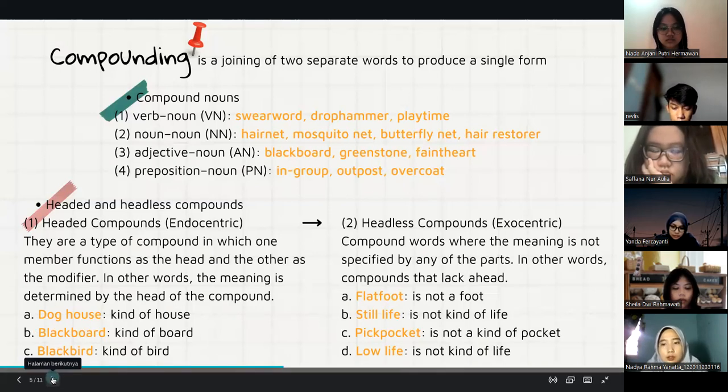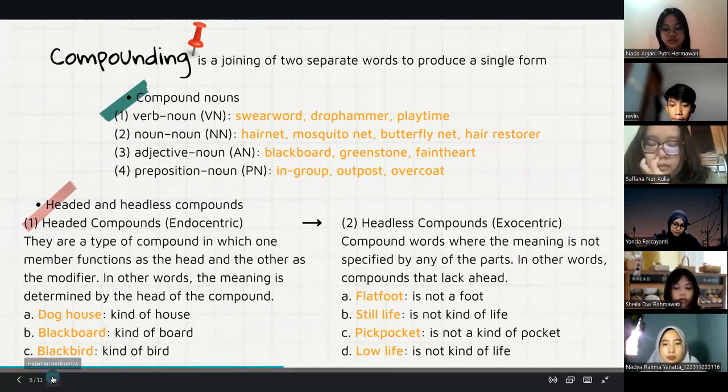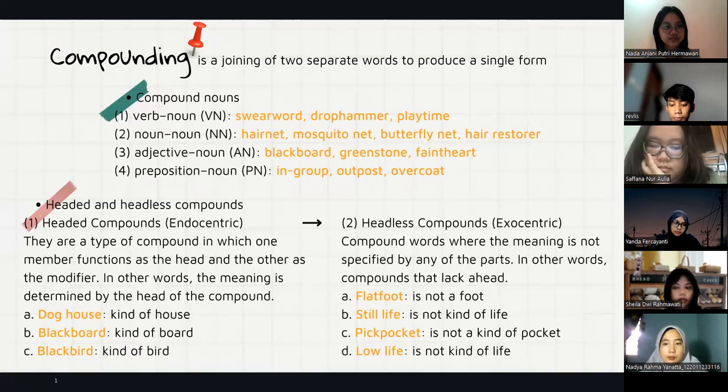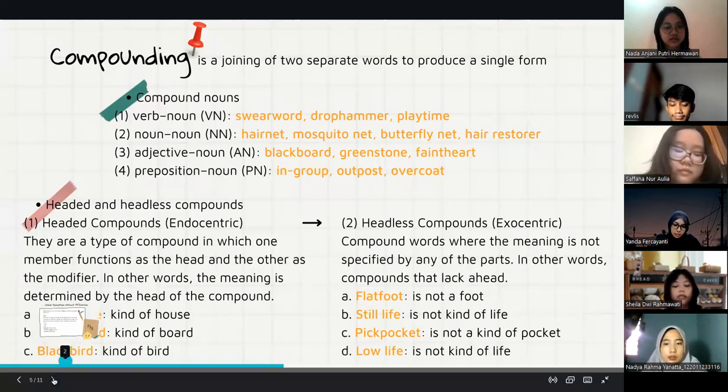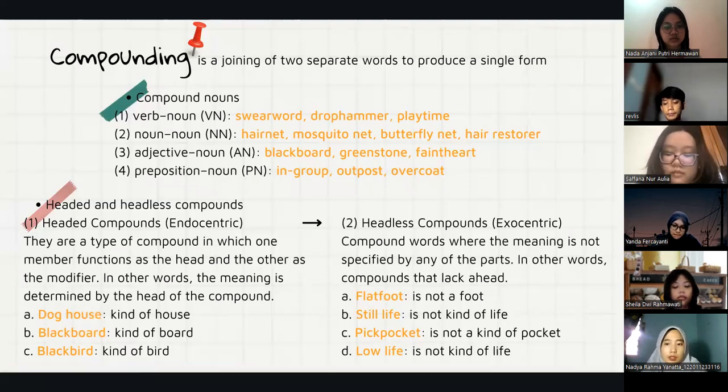compounds, or exocentric. These are compound words where the meaning is not specified by any of the parts. In other words, compounds that lack a head. For example, flatfoot is not a foot, still life is not a kind of life, bigpocket is not a kind of pocket, and low life is not a kind of life.